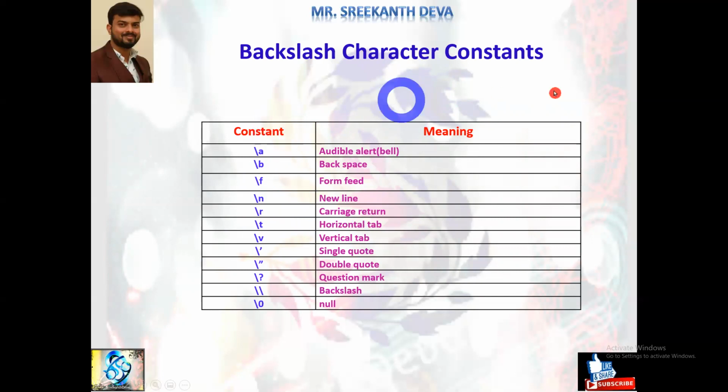See, these backslash character constants: backslash a represents what? Audible alert, bell. Backslash b represents backspace. Backslash f represents form feed. Backslash n represents new line. Backslash r represents carriage return. Backslash t represents horizontal tab. Backslash v represents vertical tab. Then backslash single quote, backslash double quote, backslash question mark, double backslash, and the null character. This represents what? Null character. Generally, where we are using strings, at the end of the string this null character is used.